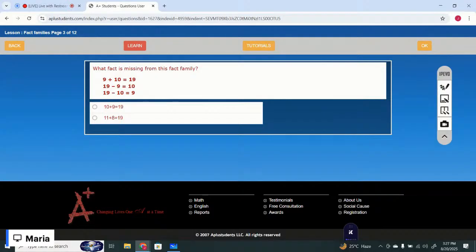What fact is missing from the fact family? Option number 1 is the correct option, that is 10 plus 9 equals 19.